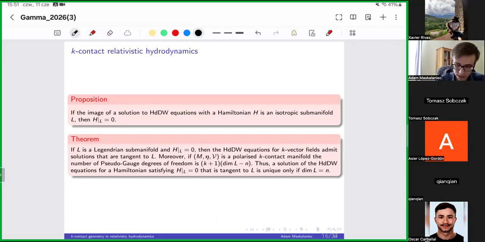if our k-contact manifold is a polarized k-contact manifold, then we are able to calculate the number of these pseudo-gauge degrees of freedom. So it turns out that the Hamilton-de Donder-Weyl equations for a Hamiltonian that vanishes on our Legendrian submanifold are unique if and only if the dimension of the Legendrian submanifold is equal to n.